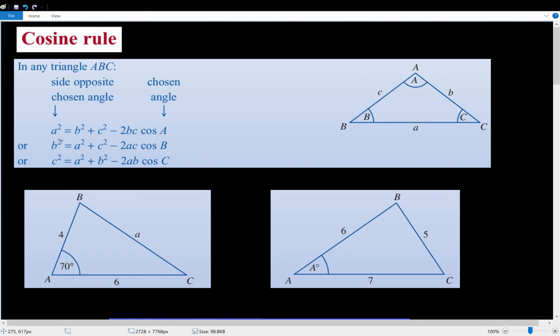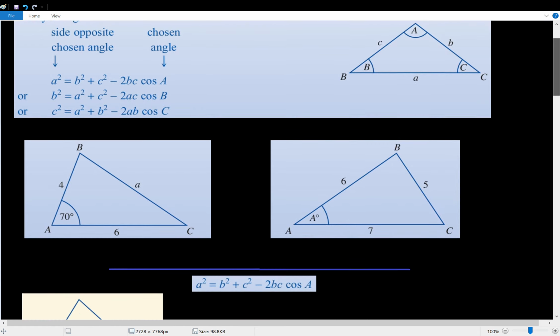Our cosine rule is used to calculate the length of a side in a triangle when we're given two sides and their included angle. Sine rule won't work for this, because we would need another angle opposite either the side marked 4 or the side marked 6 in order to use the sine rule to get the length of a in this particular triangle. Or, if you look at the diagram on the right, when we're given the length of all three sides, we can use the cosine rule to get the measure of any given angle. So let's take a look at two examples of that being put to use so we can see how this works out.